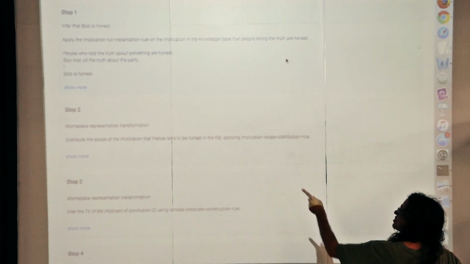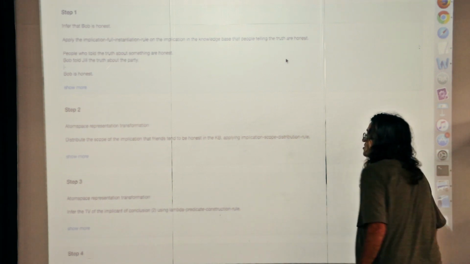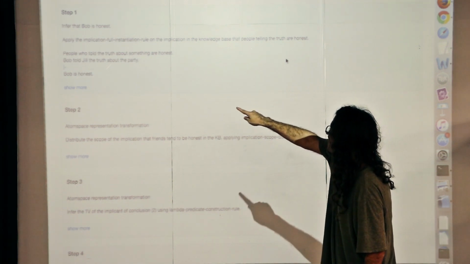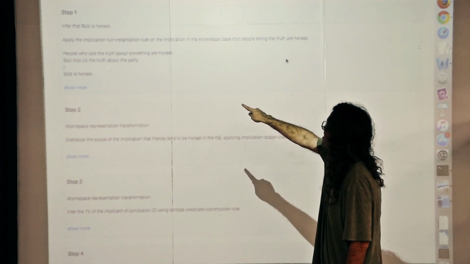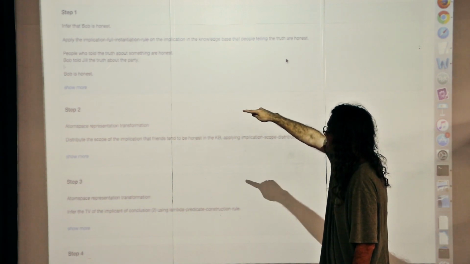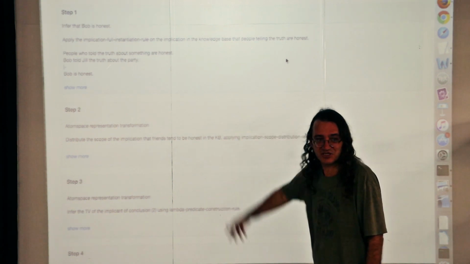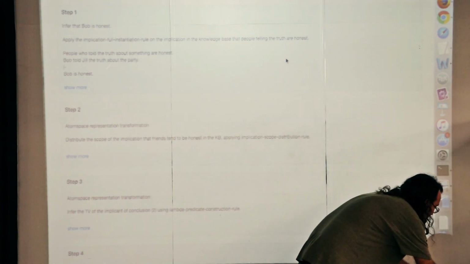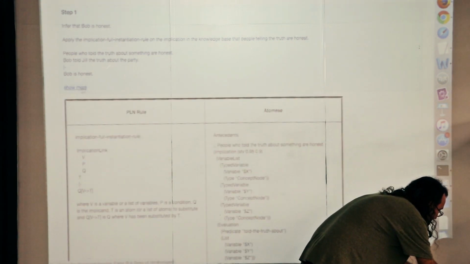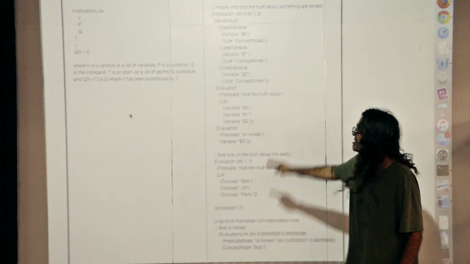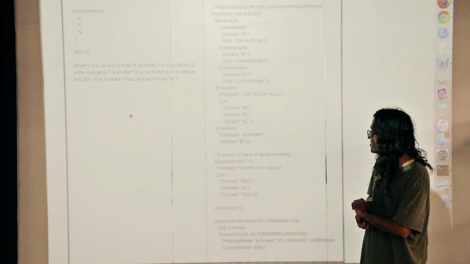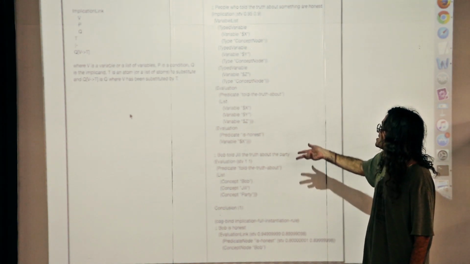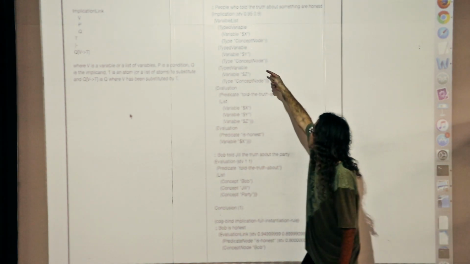So this HTML page goes through all the inferences involved, both at a high level and a low level. So I'm in step one. Okay, if we know people who told the truth about something are honest, and Bob told Joe the truth about the party, that implies Bob is honest, right? And that's extremely simplistic. On the other hand, that's what it looks like as an actual PLN inference. Once you spell out all the nodes and links there, and really, once you go through it, there's not much there.